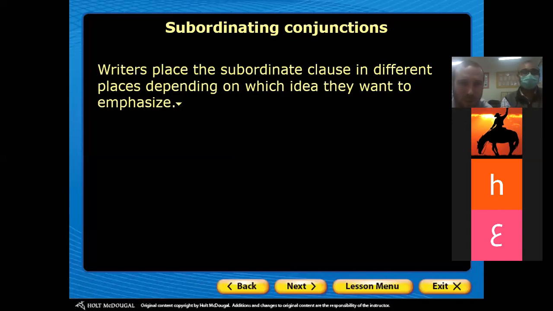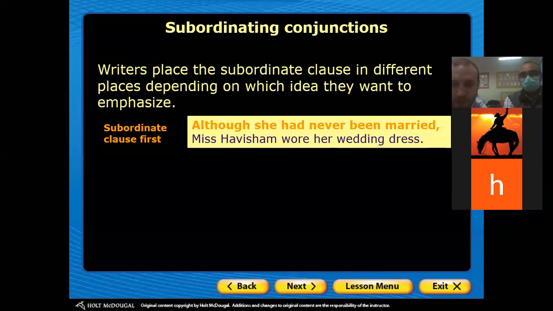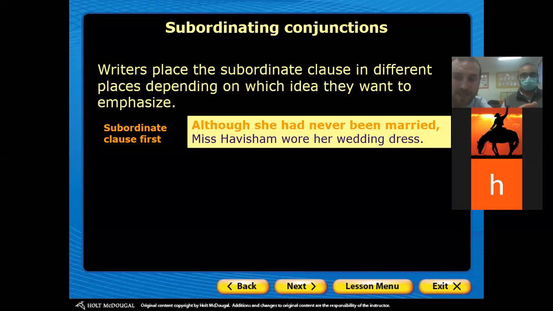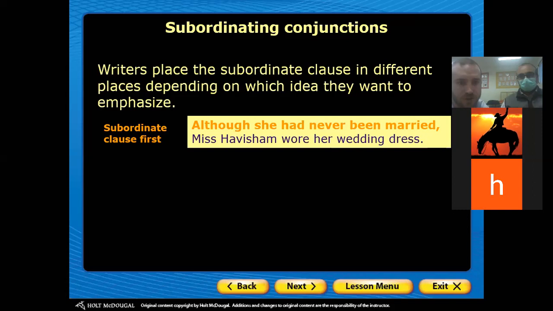Okay. Writers place the subordinate clause in different places depending on which idea they want to emphasize. So, like Yahya said before, we can change the sentence structure depending on what we want to mean, to stress. What comes at the end of the sentence is normally the most important part of the sentence, right? So let's have a look.